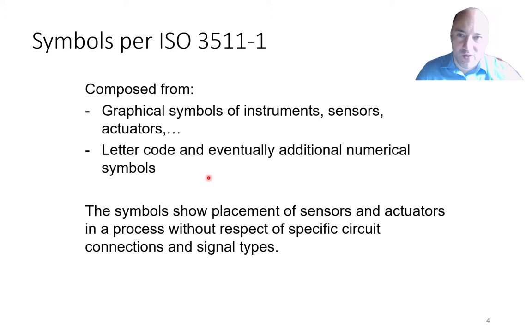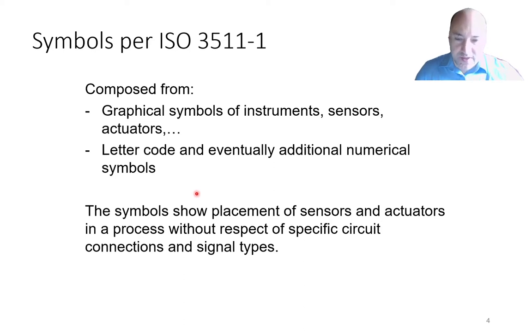So for example, with a circle, we will say that this is a sensor or an actuator. And then with the letter code, we'll be able to find out that this specific sensor, for example, will measure temperature. And eventually, you will find also some additional numerical symbols, such as the circuit number, so that you can trace this signal to your documentation or to a table that will tell you where this signal is going.